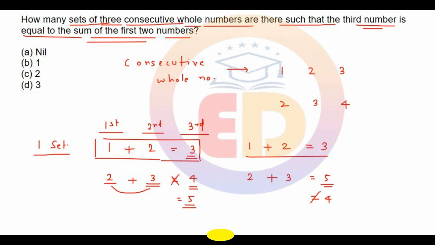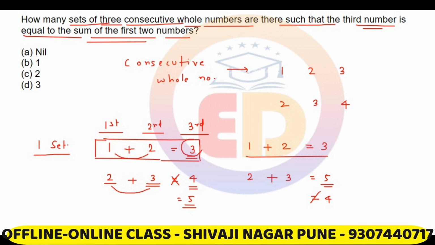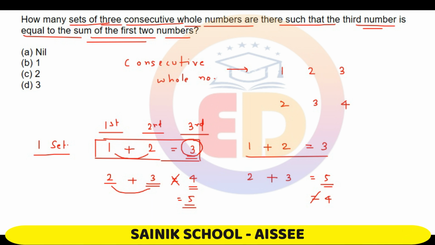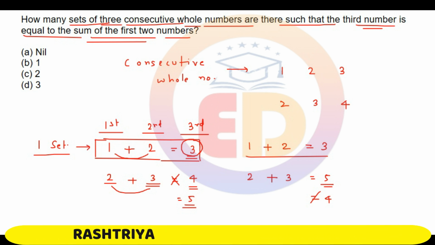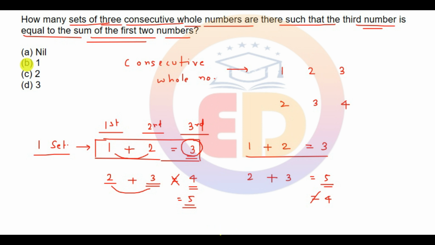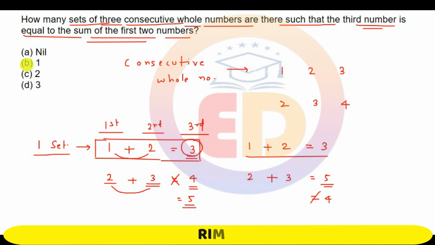यही एक ऐसा set है 3 consecutive numbers का 1, 2 and 3, जिसमें first और second को अगर हम plus कर दें तो हमें तीसरा consecutive number मिल जाएगा. For example, here 1 plus 2 will give us 3. So answer is there is only one such set. Answer will be option number B. That there is only one set of 3 consecutive whole numbers where the third number is equal to the sum of first two numbers.